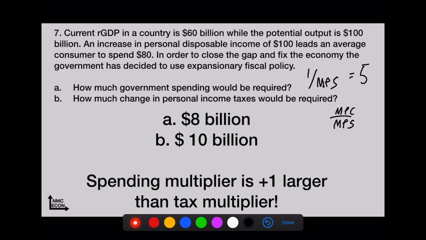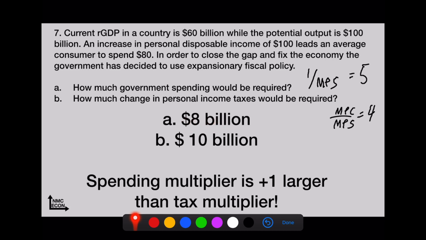And your tax multiplier, which would be 20% divided by 80% basically, you end up with 4. Your trick there is that the spending multiplier is always 1 bigger than the tax multiplier. I put that down at the bottom. So you just use basic algebra to solve this problem. We know the gap is $40 billion. So how do we go from 5 for the spending multiplier up to 40 billion? Well, we multiply it by 8. That's how much we got to change government spending.